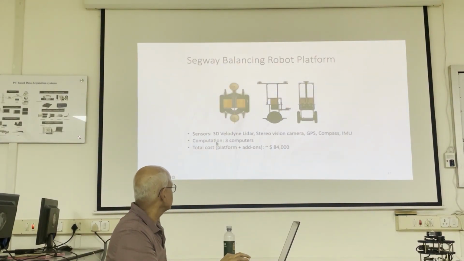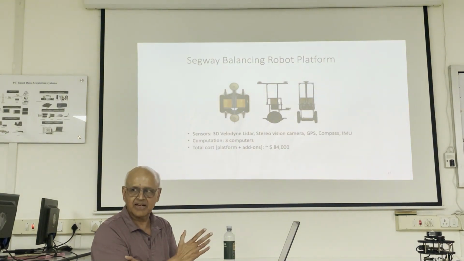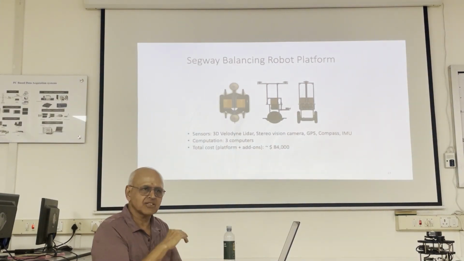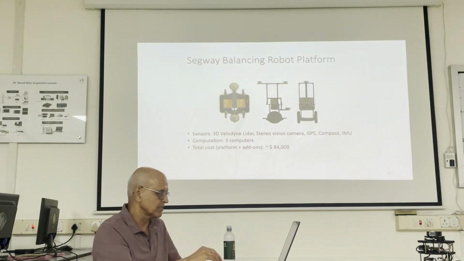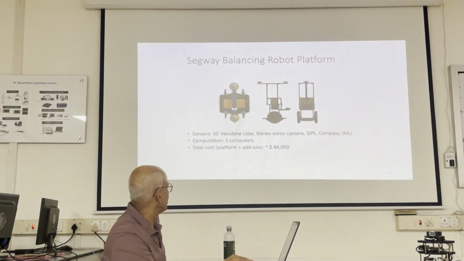So 3 computers, LiDAR, stereo vision camera, GPS, compass, IMU, it all adds up pretty fast. The platform itself was about $35,000, the Segway platform. They sell it, you know Segway? Yeah, so it's a very popular vehicle. It hasn't caught on as much as the designer thought, but it's still very popular on campuses, you know, for campus police. So it's about $84,000.